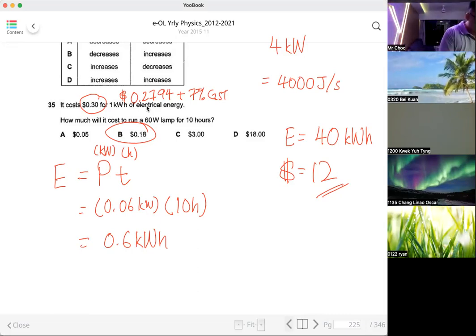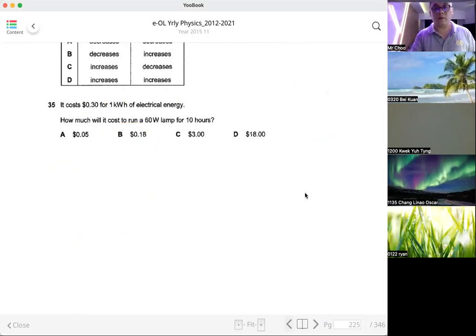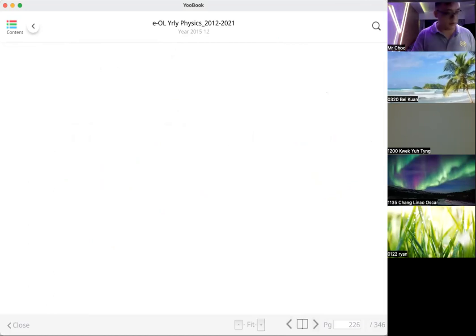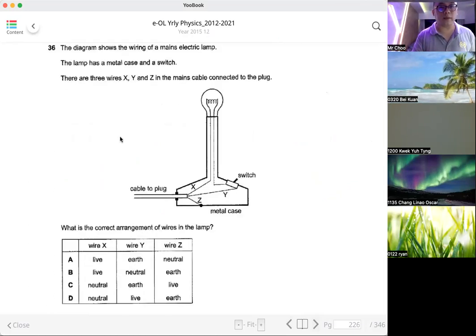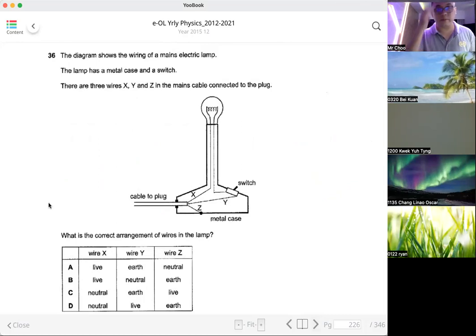Okay, next question. Okay, do question number 36. Okay, you may begin. Okay, this one should be easy.